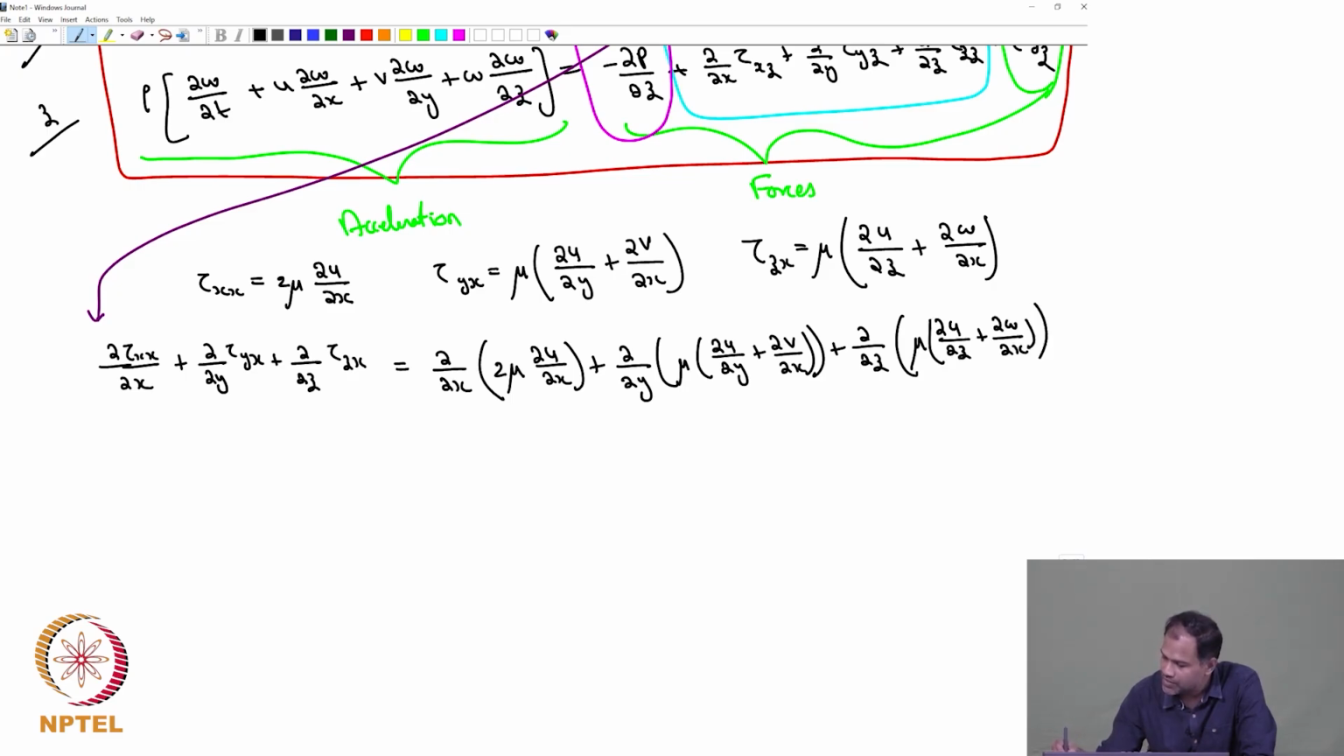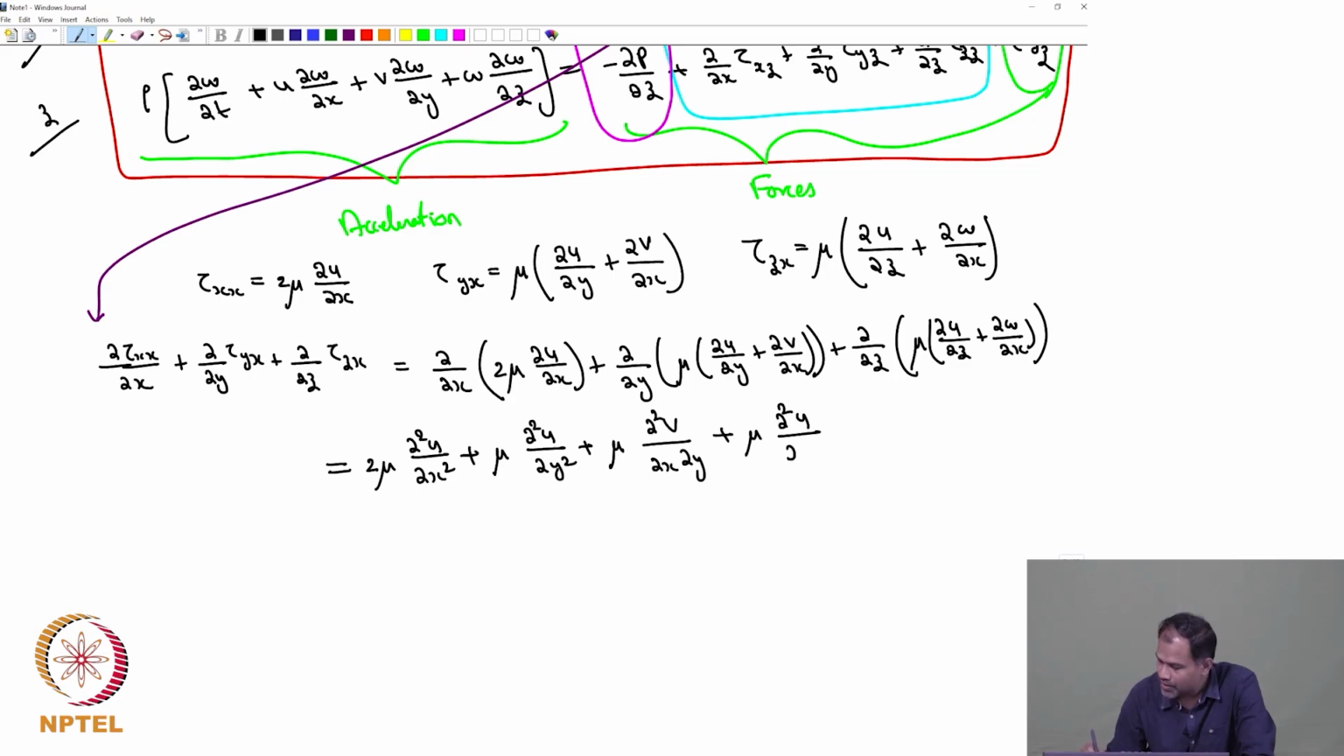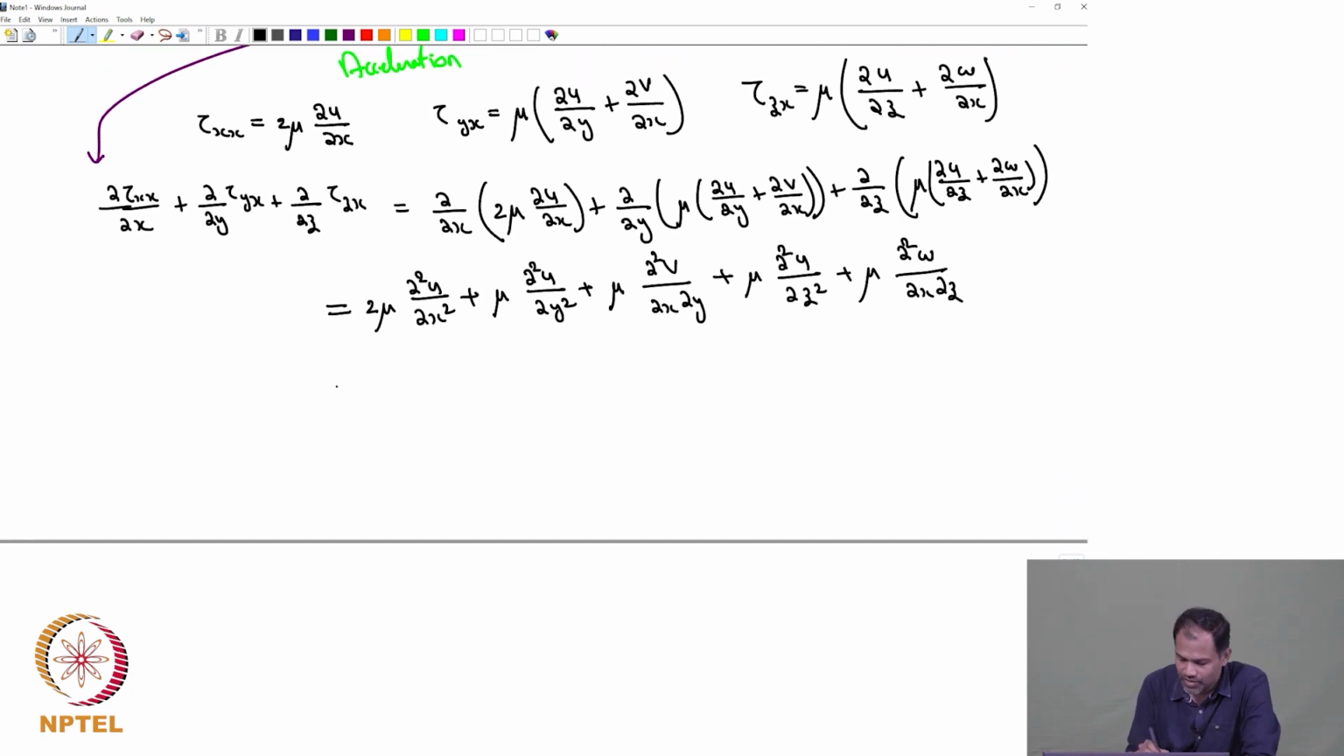is equal to 2μ times ∂²u/∂x² plus μ times ∂²u/∂y² plus μ times ∂²v/∂x∂y plus μ times ∂²u/∂z² plus μ times ∂²w/∂x∂z. And this can be further simplified.